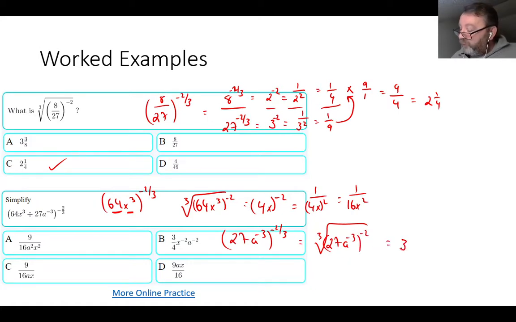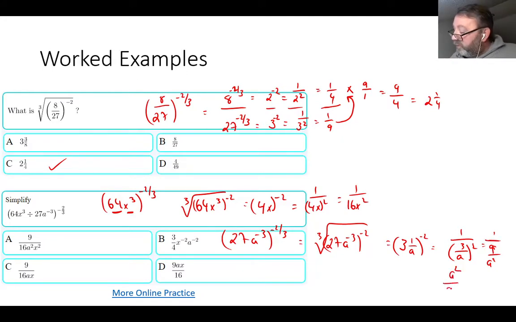Cubed root of 27 is 3, and then the cubed root of a to the minus 3. Now just be careful with that. A to the minus 3 is 1 over a, all raised to the minus 2, okay? Which is 1 over 3 over a, squared, which becomes 1 over 9 over a squared. It's 9 over a squared. Now again, division by a fraction, it'll be a squared over 9.